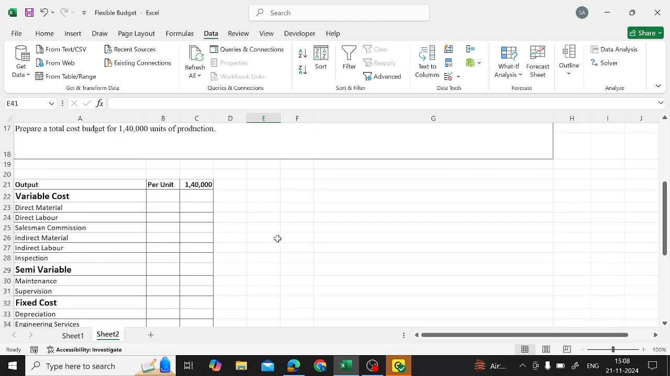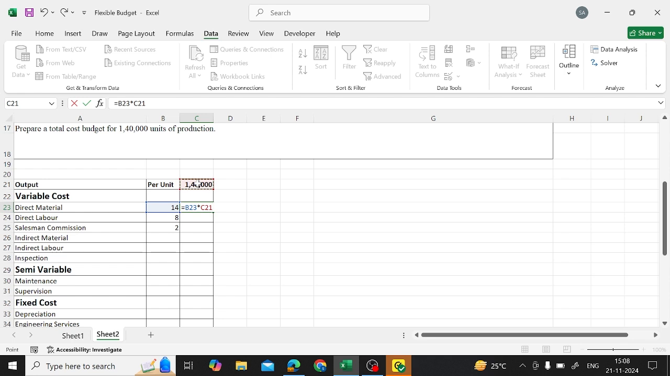So here I have prepared a flexible budget at 140,000 units of output. Now for the direct material, the value is already given to you, 14 rupees per unit, and for the direct labor it is 5 per hour, and for one unit of SFI you require 1.6 hours. So I will get 8 rupees labor for one. Salesman commission is also given, 2 rupees, and now we have to find out the amount for 140, so what I can do is multiply this by this.